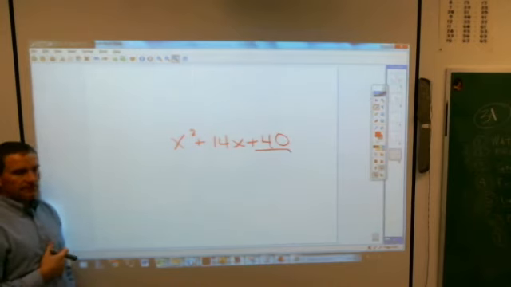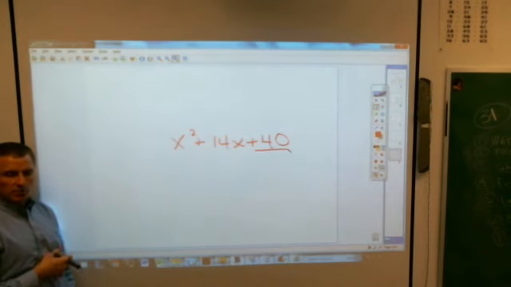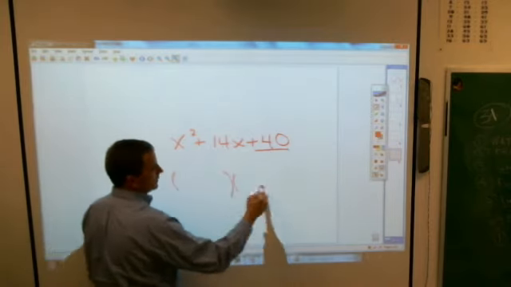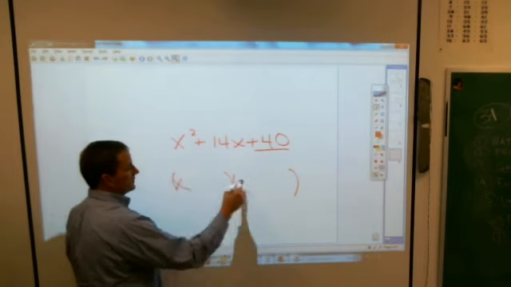See, there's 8s and 5s, there's 2s and 20s, 40s and 1s, 4 and 10. Maybe I'll break it all the way down. You know it's going to end up looking like this. You're going to have an x here and an x there.